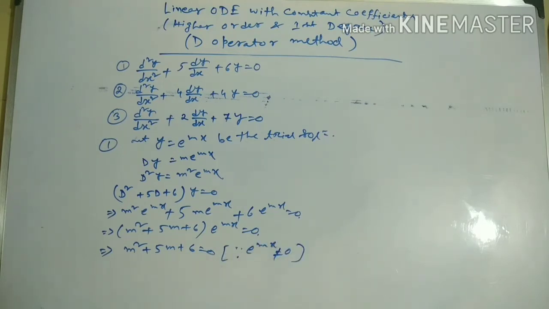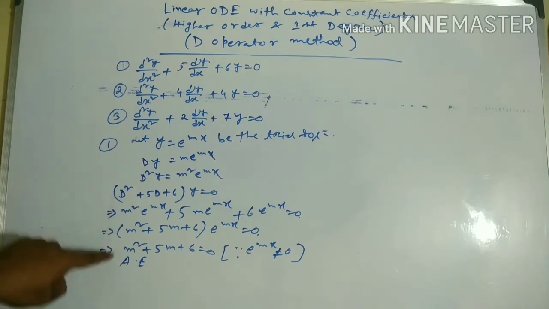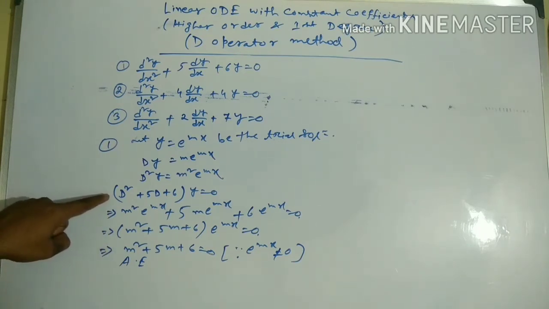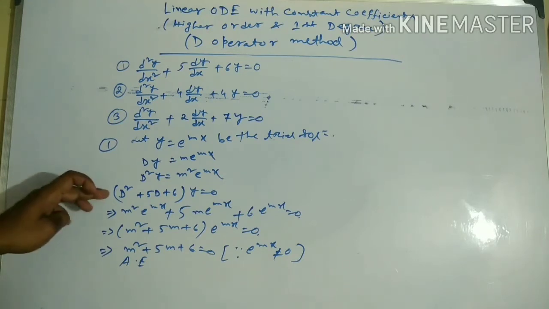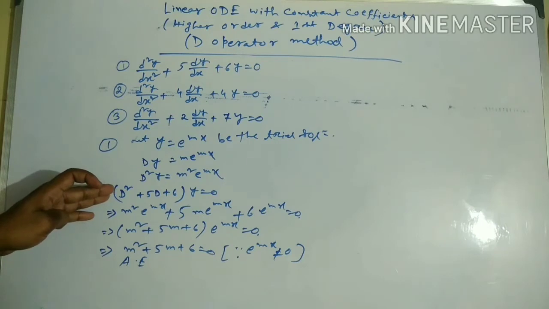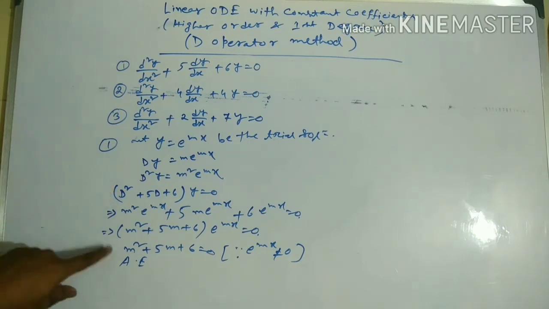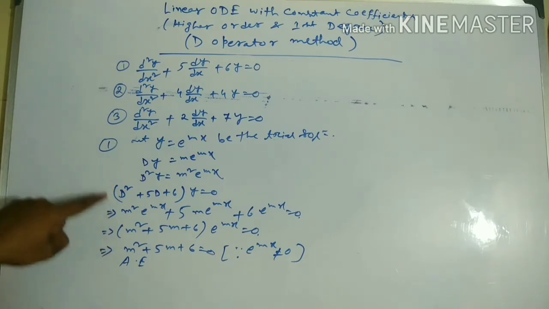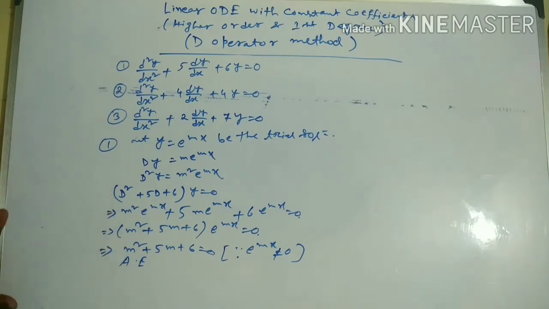So this is our auxiliary equation. You can write the auxiliary equation directly. It will be identical to the D operator form. So you can write it directly, but you should do the details when you are solving a sum.